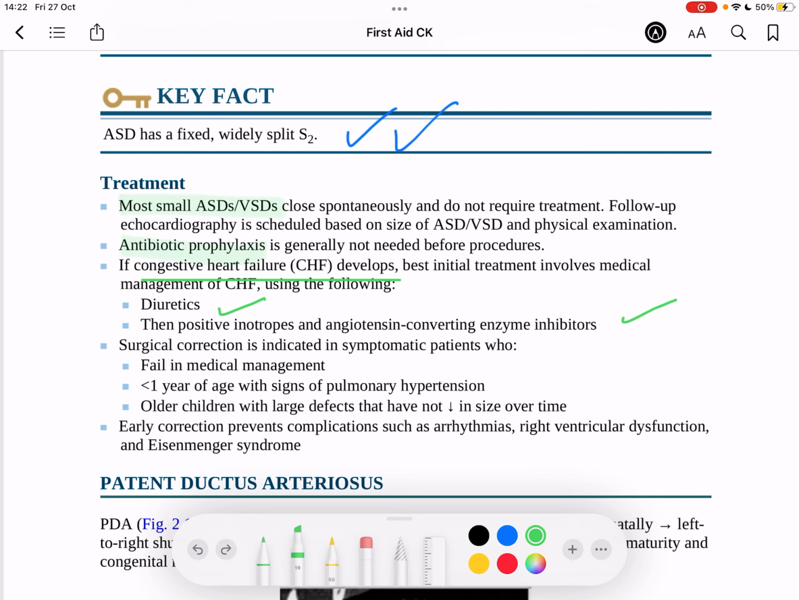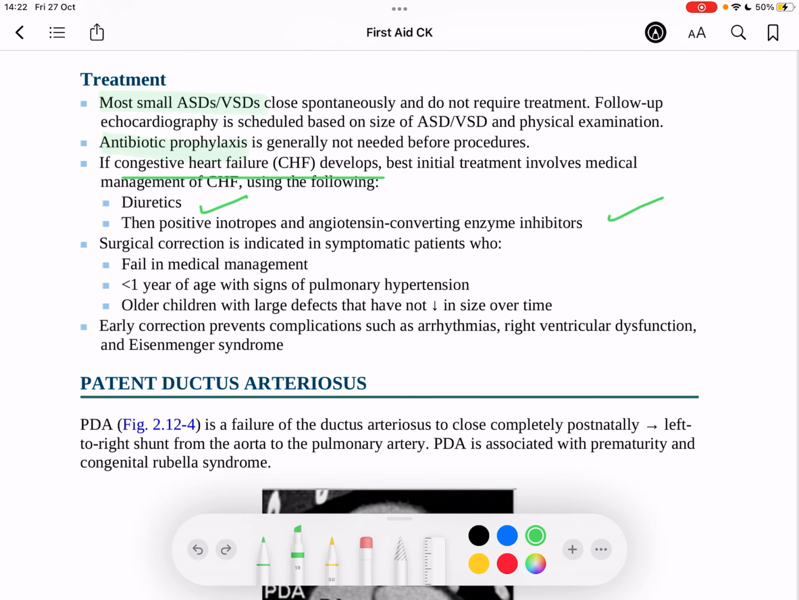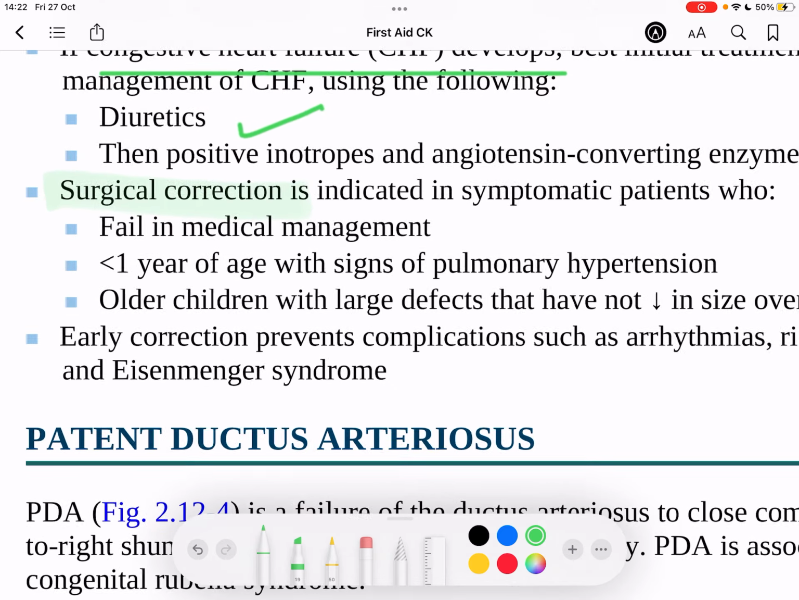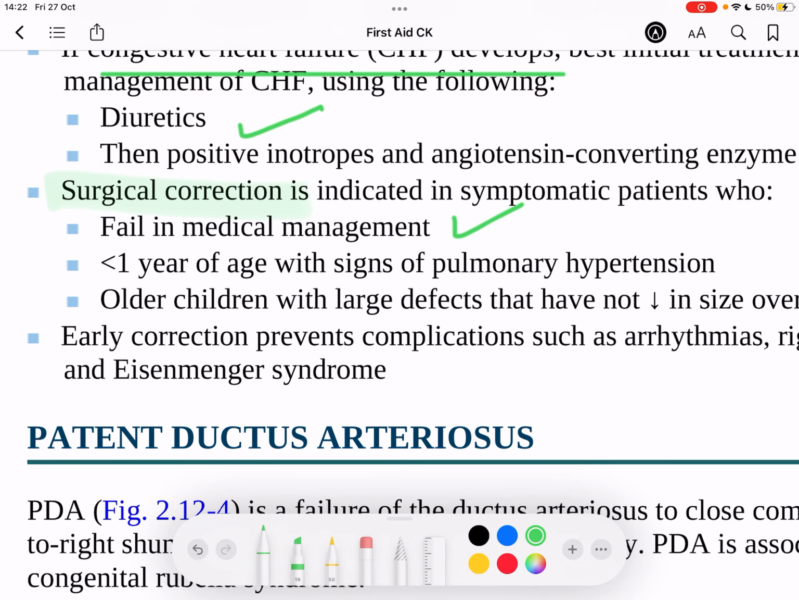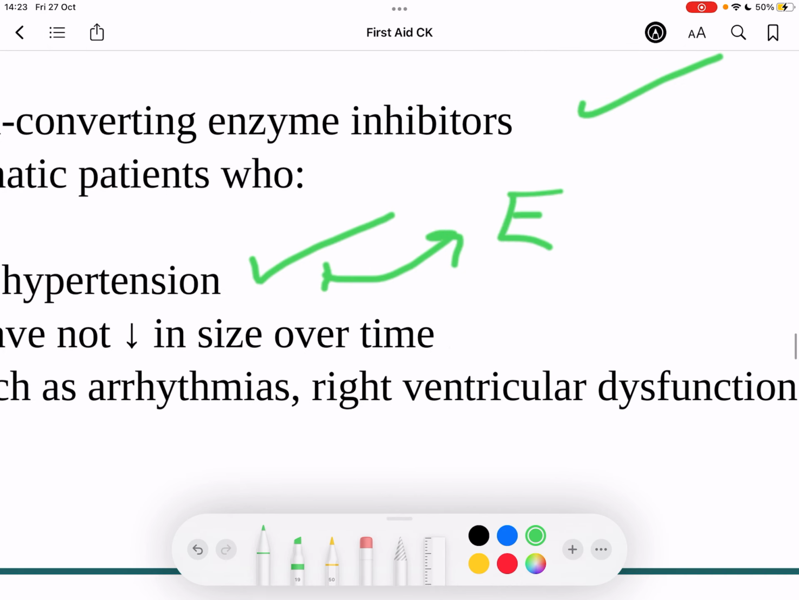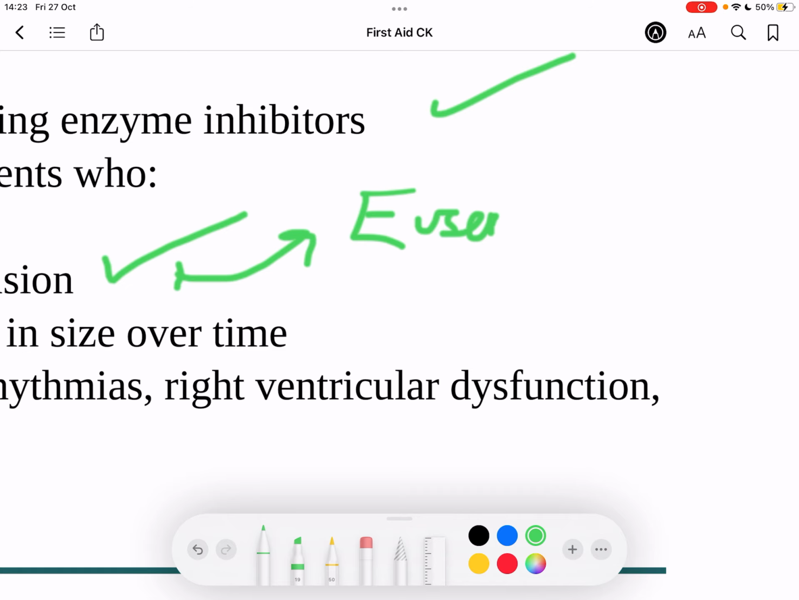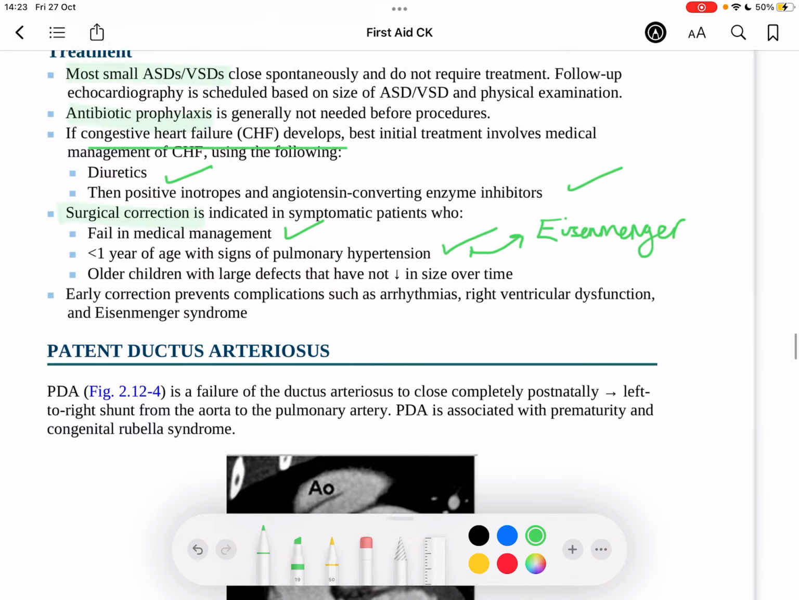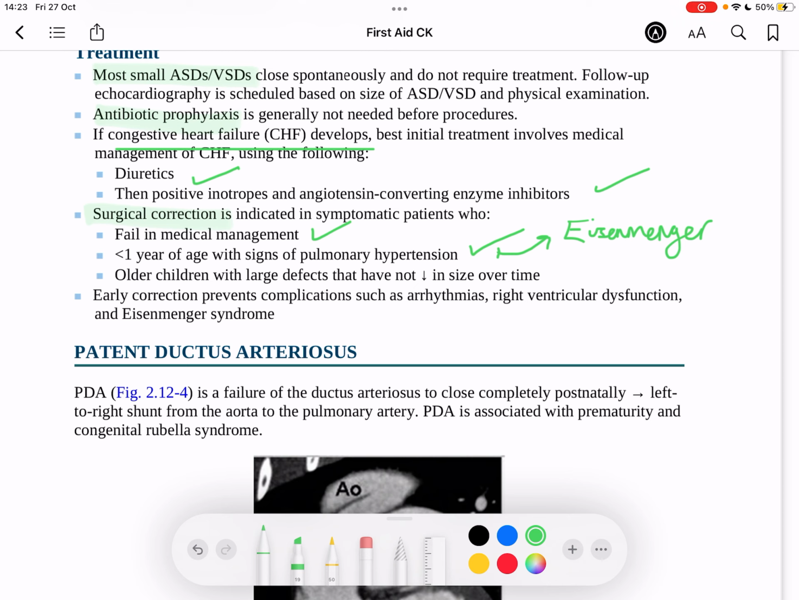Then the question you're probably asking is, Kyle, when do we have surgical intervention? So surgical intervention is indicated in patients who fail with the medical management, are less than 1 year of age with signs of pulmonary hypertension. Okay, why is this? Well, the most feared outcome is Eisenmenger syndrome, what we've mentioned before. The most feared outcome of a left to right shunt is Eisenmenger syndrome. This is very dangerous and a very poor prognostic syndrome.